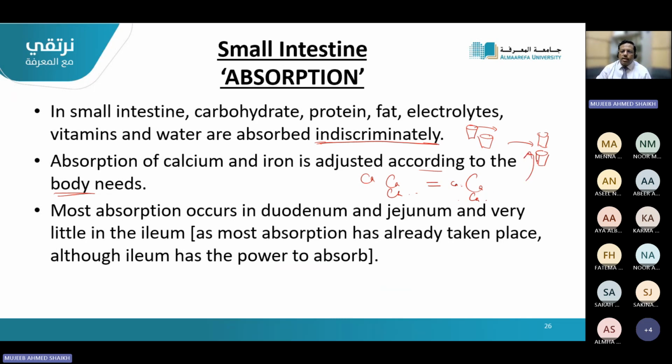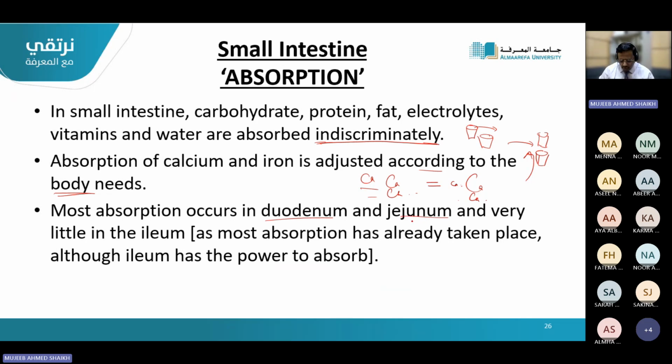Whereas, indiscriminate absorption means whatever the condition of the body, if you feed a large quantity of that fluid, a large quantity will be absorbed. If you take less of that food, less will be absorbed. This is the meaning. So calcium and iron are regulated according to the body's need. Most of the absorption takes place only in the earlier part, that is the duodenum and jejunum.